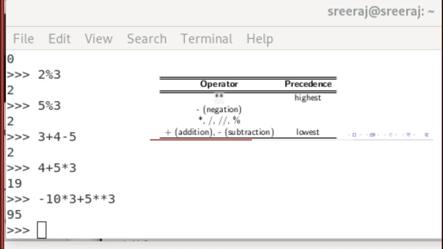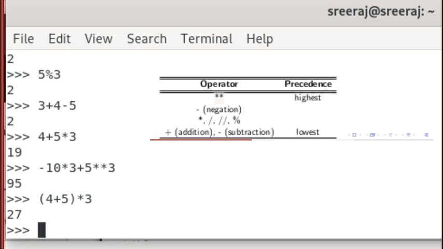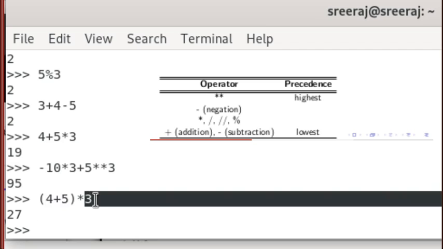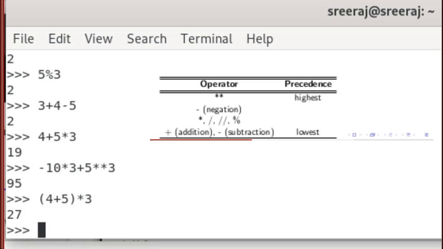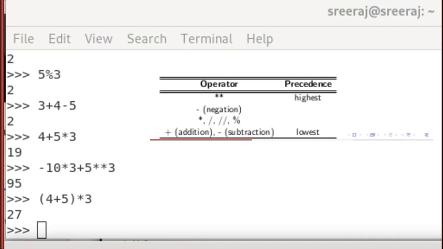Just like in regular math, we can override the operator precedence using parentheses. I can have the expression where 4 plus 5 is evaluated first, before multiplying the result with 3. That means the 4 plus 5 has higher precedence than the multiplication. So I got the answer as 9, and later it is multiplied with the 3, and I got the answer as 27.